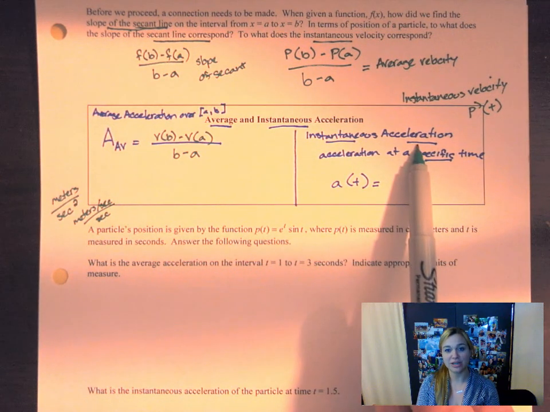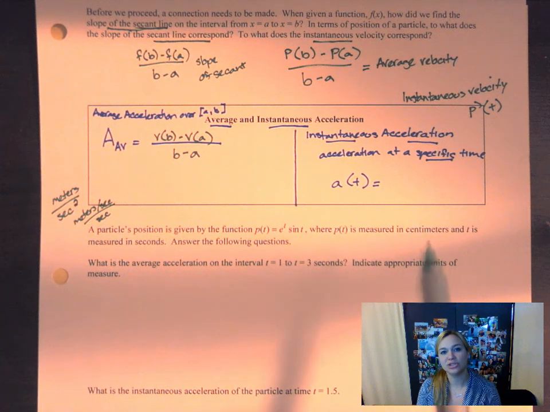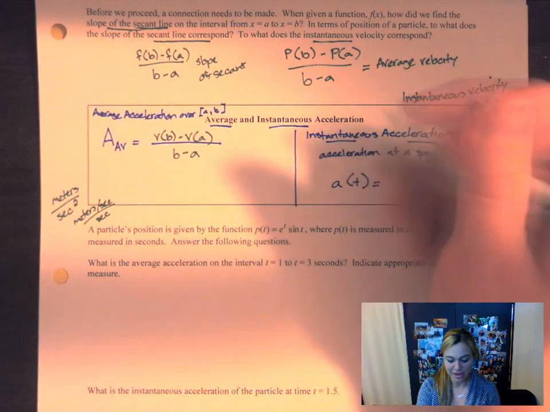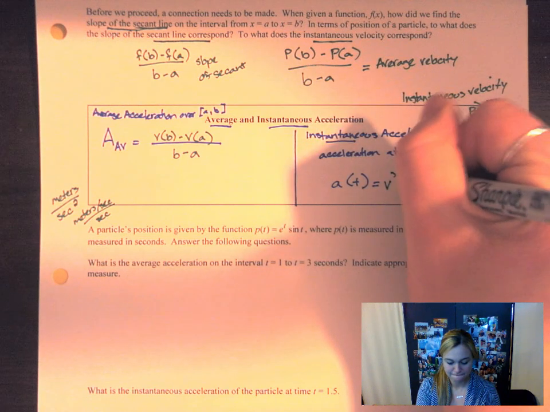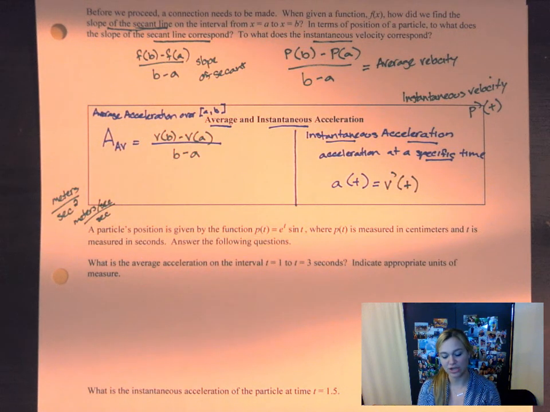Instantaneous acceleration, just like for velocity, where we were able to take the derivative of position because it's a rate of change at a moment of position. Here, same idea. You can take the derivative of velocity. That will give you the rate of change at a moment.